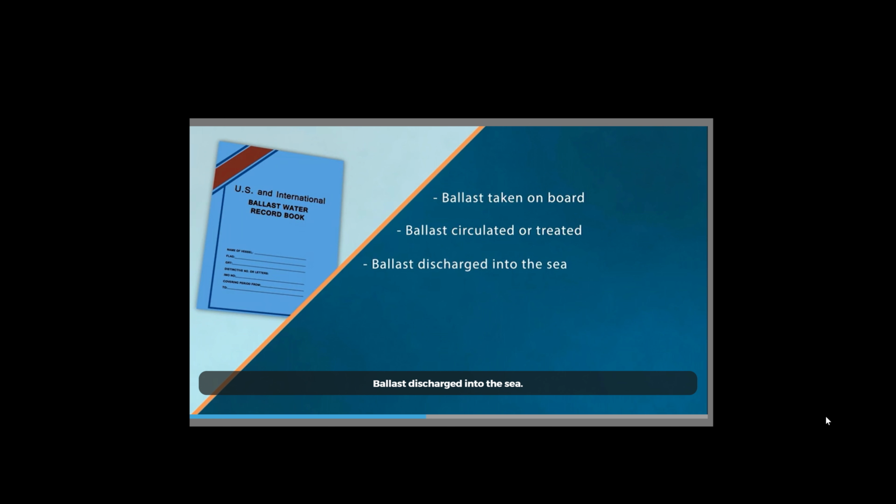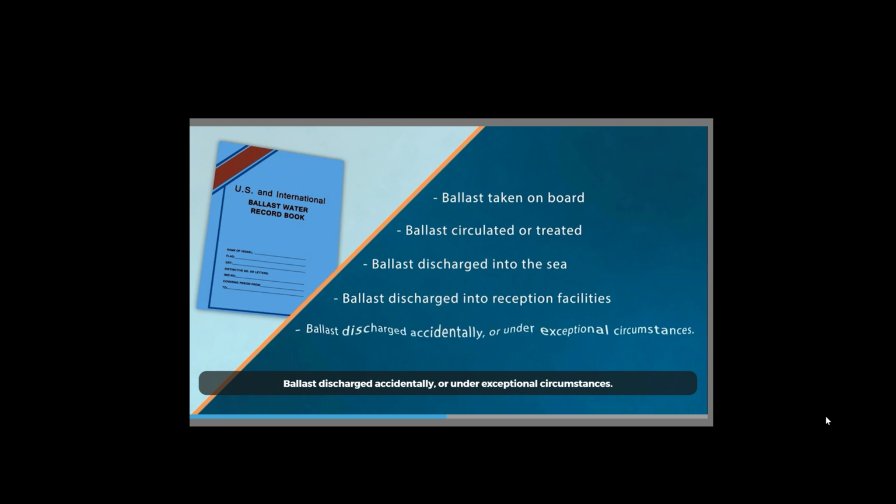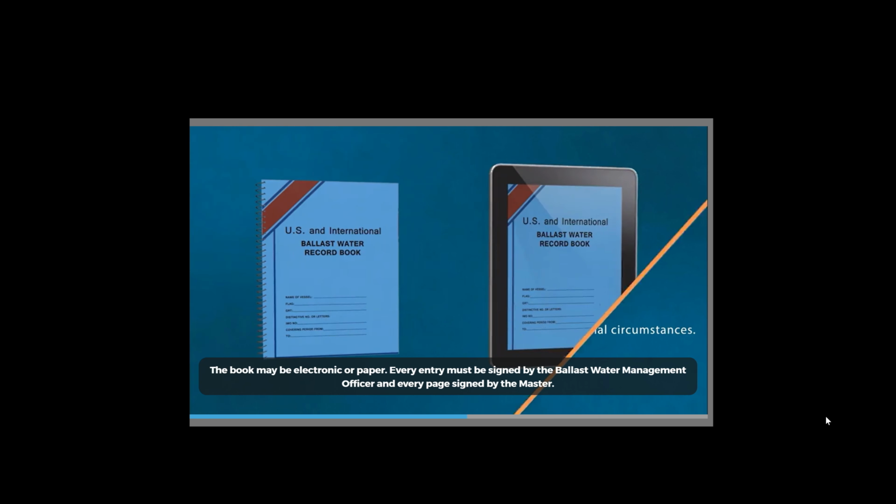All ships must have a ballast water record book. The record book must show records of ballast taken on board, ballast circulated or treated, ballast discharged into the sea, ballast discharged into reception facilities, ballast discharged accidentally or under exceptional circumstances. The book may be electronic or paper.